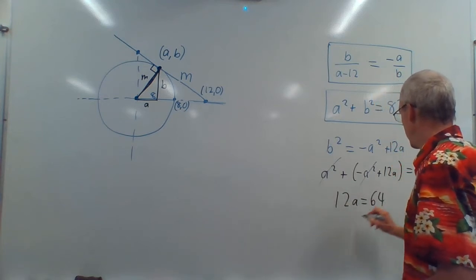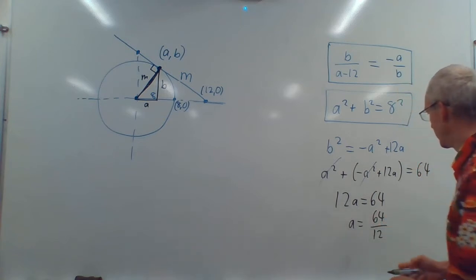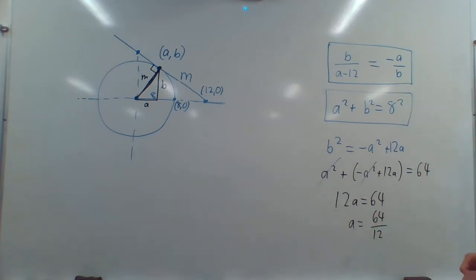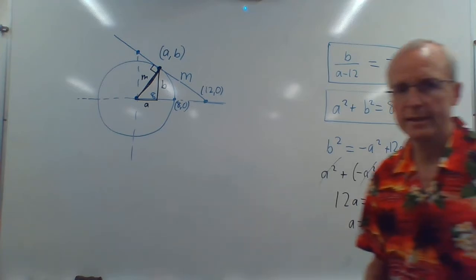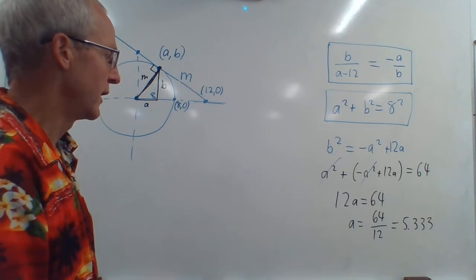A is equal to 64 divided by 12. Oh, that would be nice if that was pretty. Let's see, 5 is 60. 5 and 4/12, which is 1/3. So 5.333333 forever. That's kind of unfortunate. Keep a lot of decimal places. Okay, that's what A is. Looks like A is 5 1/3.